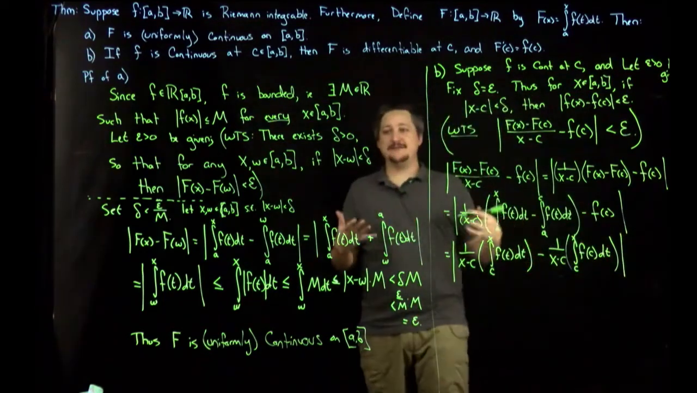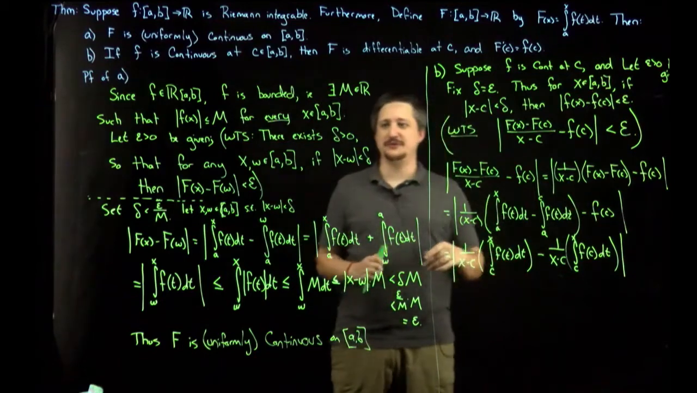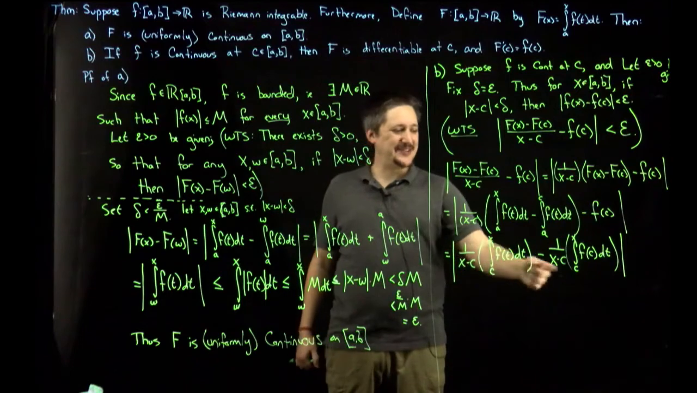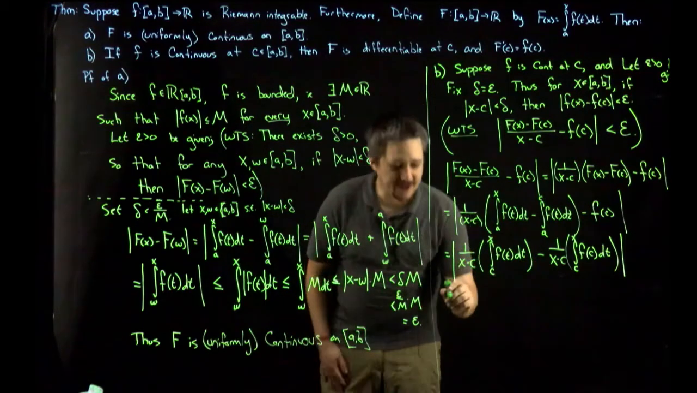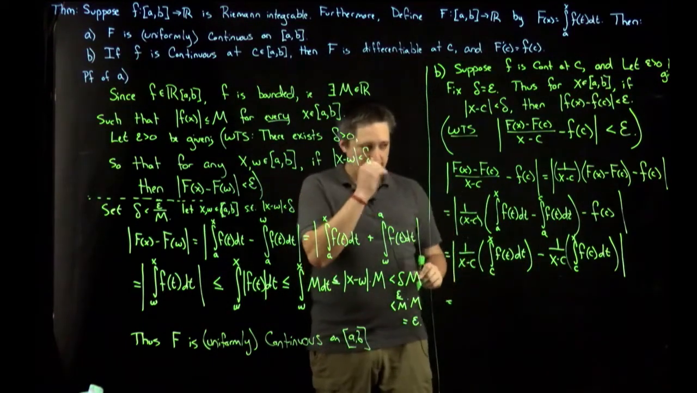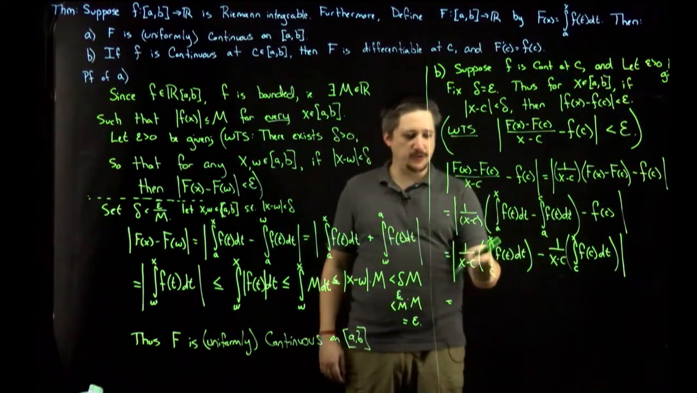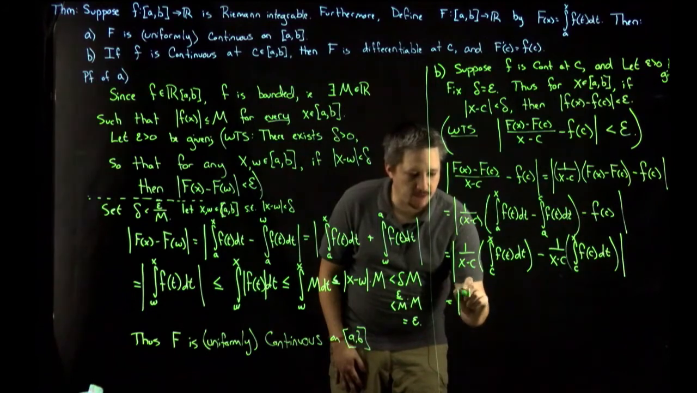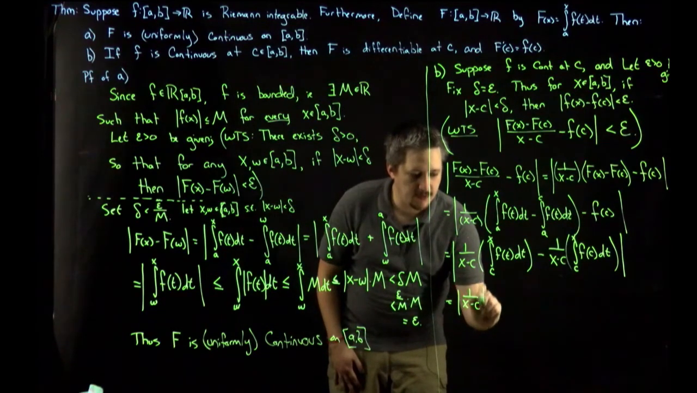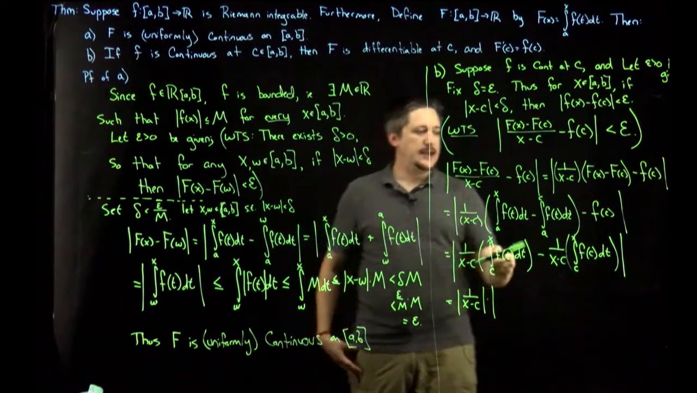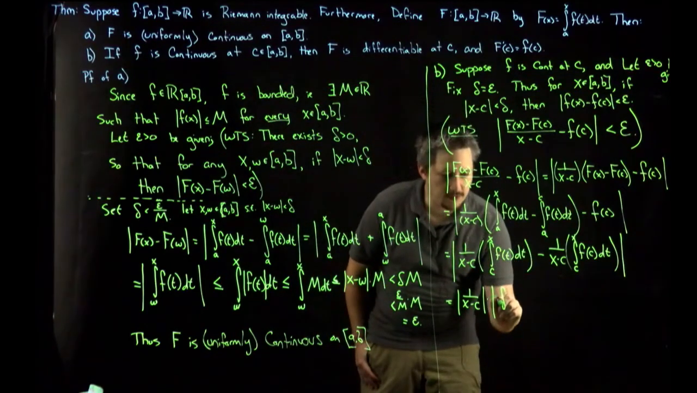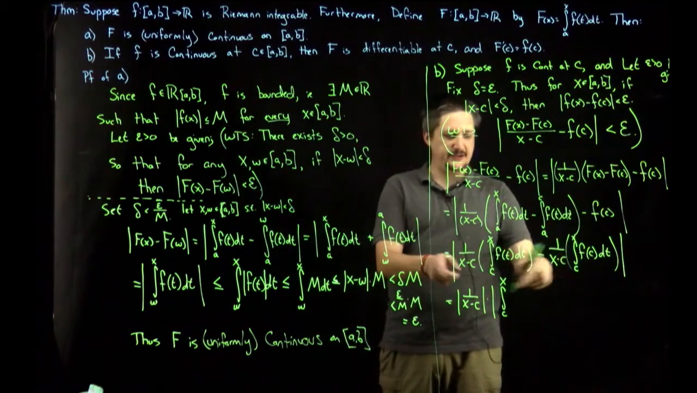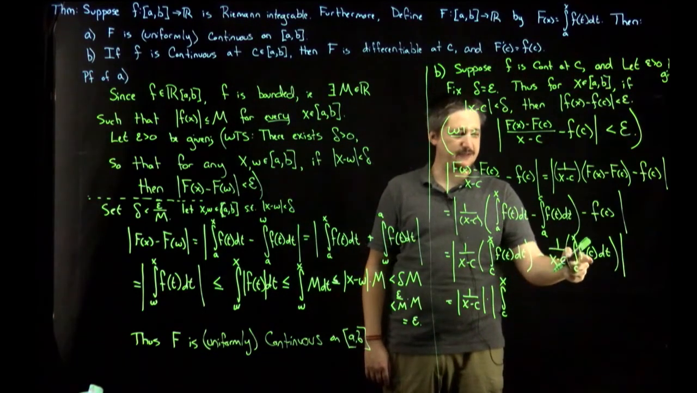And conveniently enough, by some purely happenstance, I'm sure, miracle, I have the same number in front, right? So this equals, so I can pull out the multiple, and in fact I'm going to pull it all the way out. So I'm going to have the absolute value of 1 over x minus c times the absolute value of the integral from c to x of f of t minus f of c.